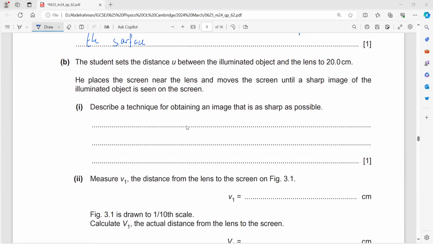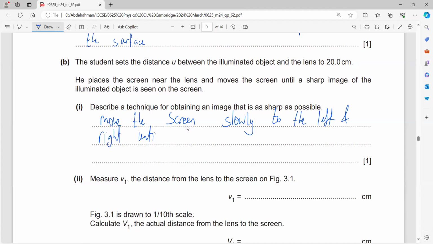All you need to do is what? Move the screen slowly to the left and to the right until a sharp image appears. Quite easy.